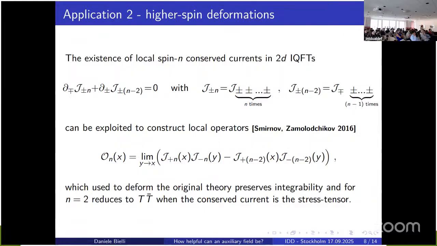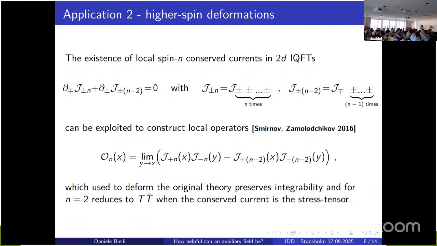And this operator can be used to deform the original theory, and it has the nice feature that it preserves integrability upon introducing it, modifying the theory. And also this operator, for n equal to 2, when j is equal to the stress tensor, basically reduces to the known TT bar deformation operator.